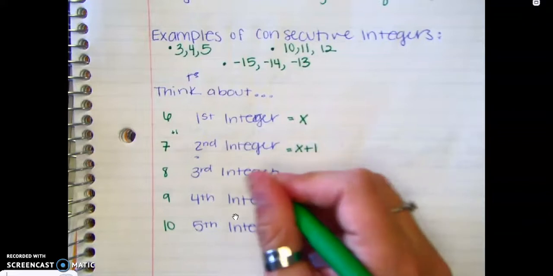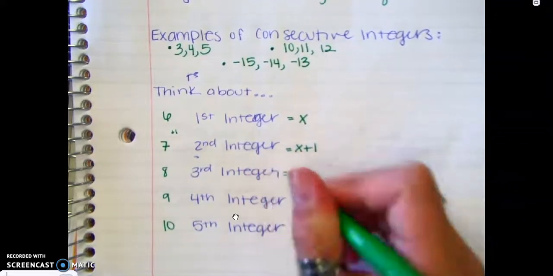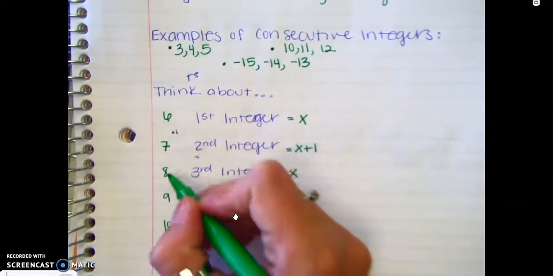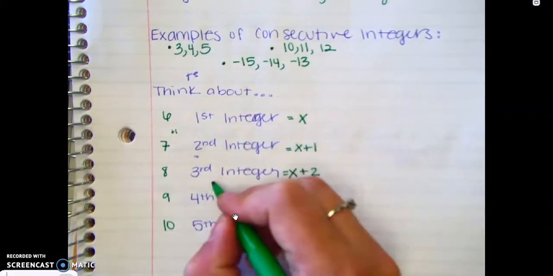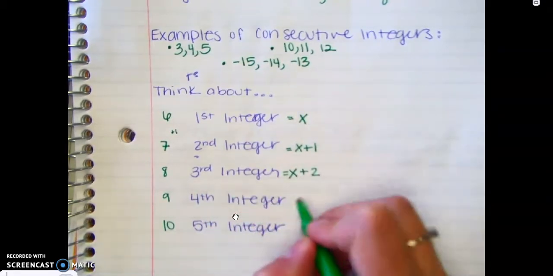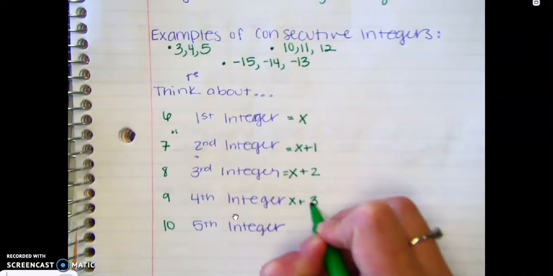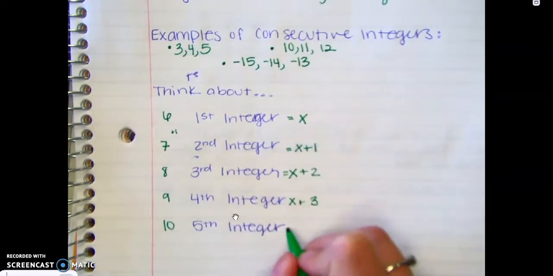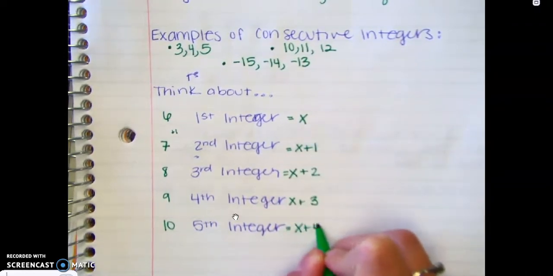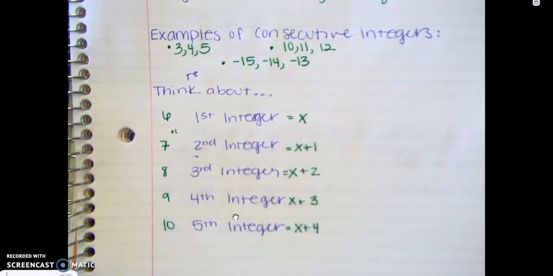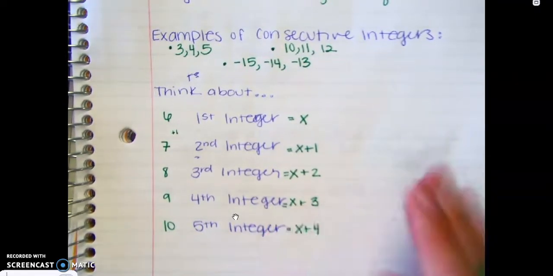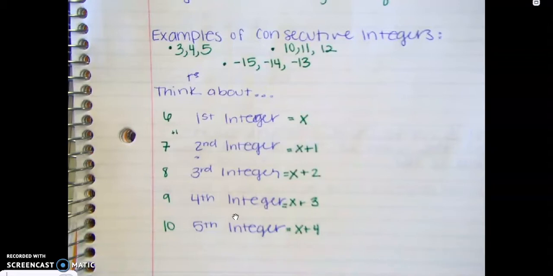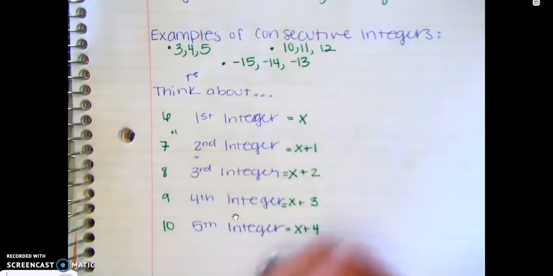If I want to get to 8, I have to take that original value, 6, and add 2 to it. So to find the third integer, I have to add 2. To find the fourth, I have to add 3 to that original number. And for the fifth, I have to add 4 to that original number. This is important to how we're going to use our let statements to solve some of these word problems. So I'm going to go through a couple examples.